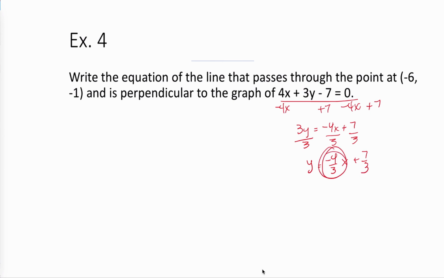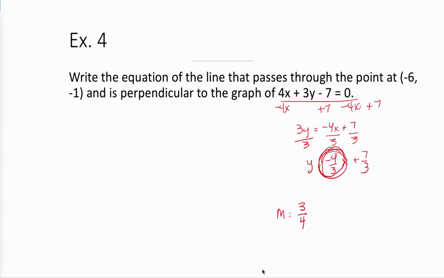That's my slope. If I want a line that's perpendicular to that, my slope of my new line is going to be a positive 3/4. So, since this line is negative, I make my new line have a positive slope. That's the opposite part. And then I switch the 4/3 to be 3/4. That's the reciprocal part.